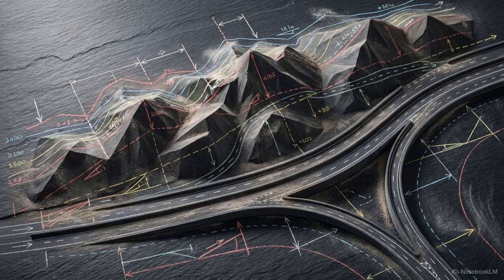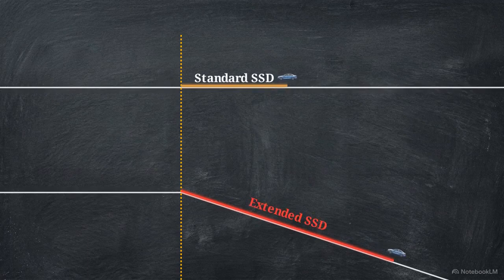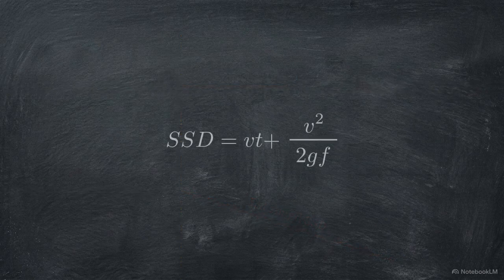That baseline equation works perfectly for a flat surface, but real-world highways must constantly navigate hills and valleys. When a car travels down a slope, gravitational acceleration counteracts the tire friction. This physical pull makes stopping much harder, and the required braking distance stretches out significantly compared to a flat road.